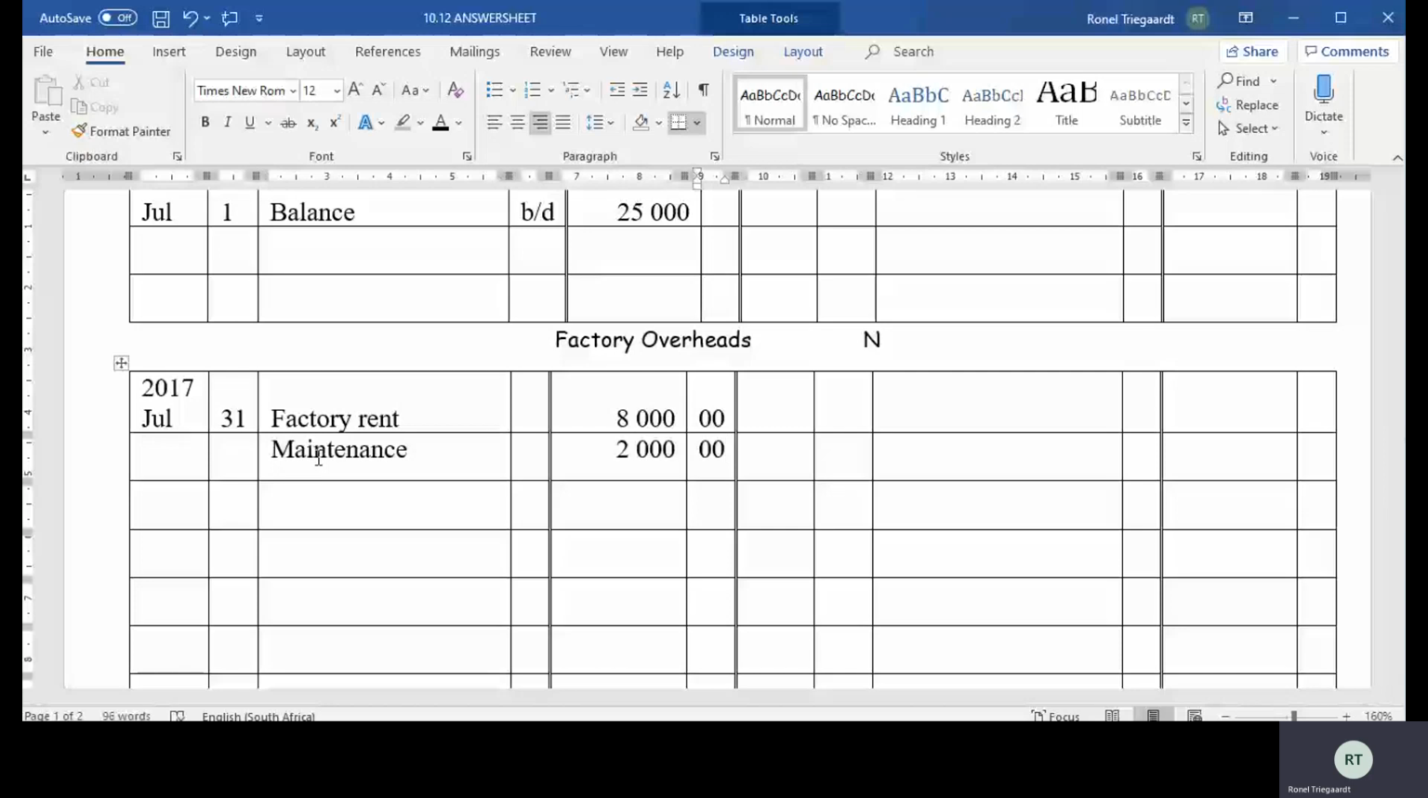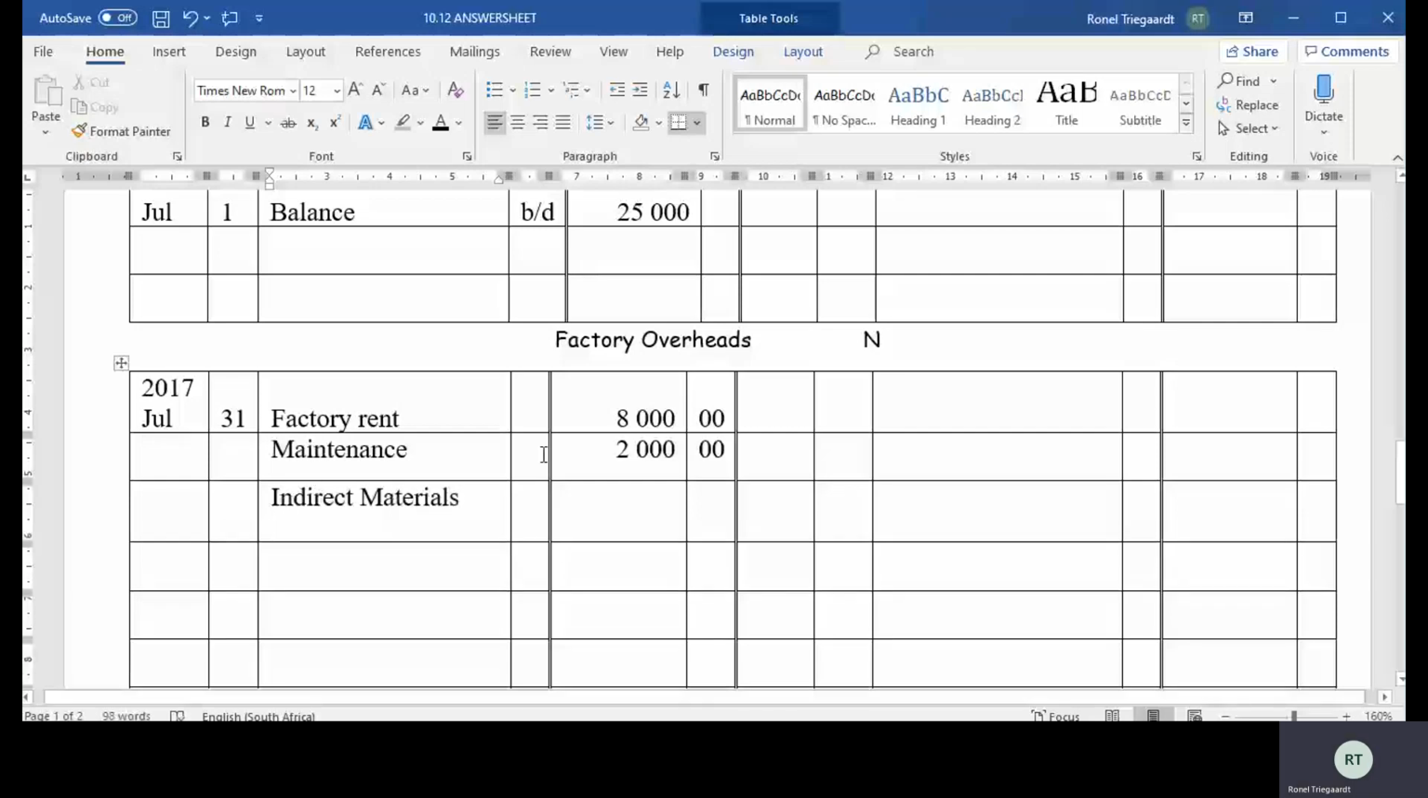Cash purchases of indirect material. That is important because indirect material we already know will go inside factory overheads. Do you understand that? So I'm going to write here indirect materials and not write the amount in the amount column yet, because the fact that I bought 5,000 rands worth of indirect materials does not mean that I've used all 5,000 rand. Do you understand that? Are you fine?